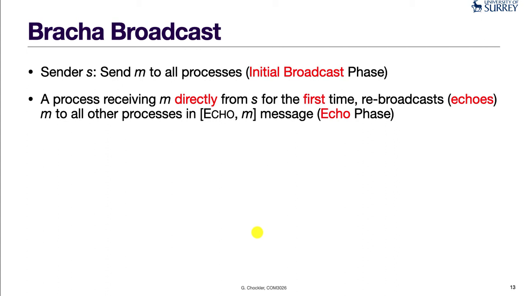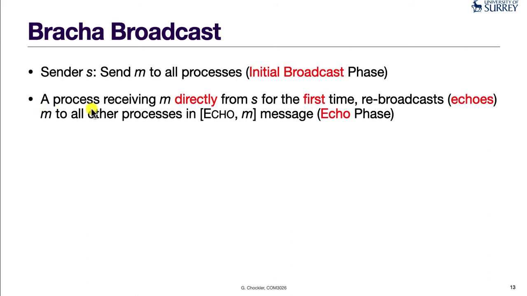This is the first two phases of the Bracha broadcast algorithm. The algorithm operates in phases, and there are overall three phases. Here we show the first two phases. The first phase is called the initial broadcast phase, or in the book it is called the send phase. In the initial broadcast phase, the distinguished sender S that we assumed for every instance of Byzantine reliable broadcast, we only have one sender, sends message M to all processes.